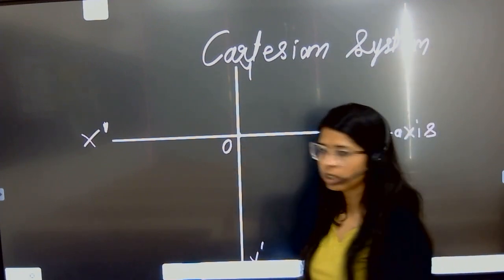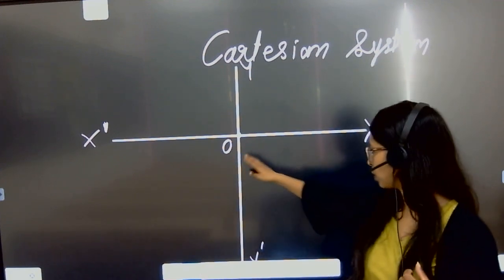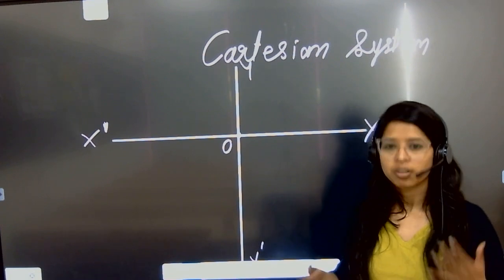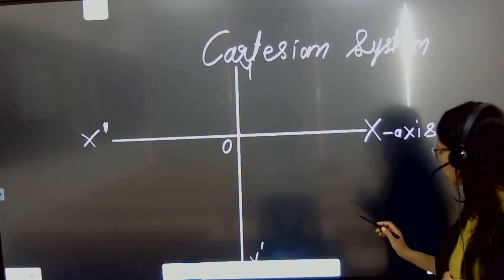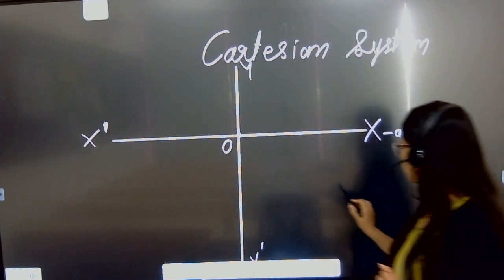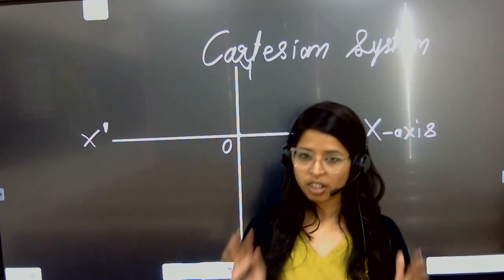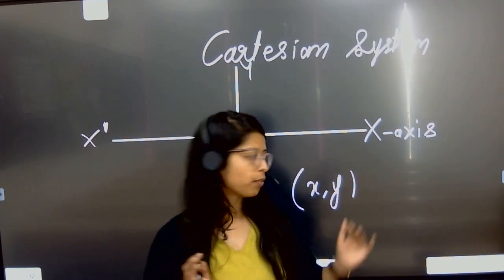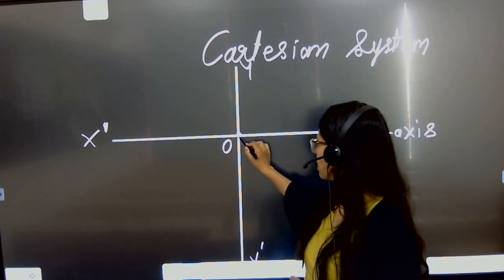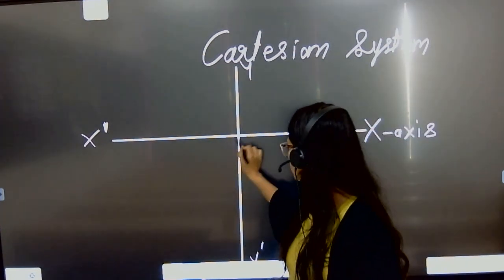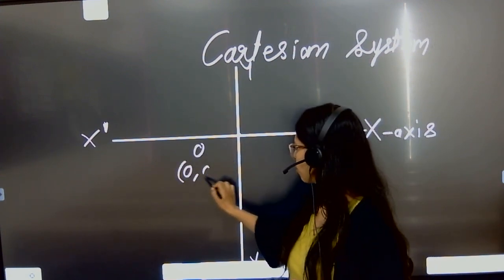Now let's see. The question can come like, what is the coordinate of the origin? Before telling this, first of all, you should have an idea of how we represent a coordinate. Whenever you represent a coordinate, you have to represent it in the form of x comma y. Clear? Now you can see this point is the intersection point, so the origin coordinate would be 0 comma 0.